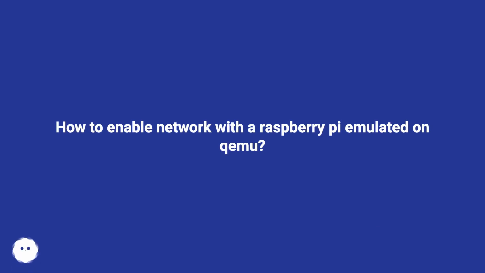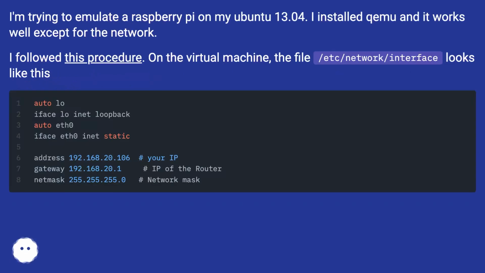How to enable network with a Raspberry Pi emulated on Qemu. I'm trying to emulate a Raspberry Pi on my Ubuntu 13.04. I installed Qemu and it works well except for the network. I followed this procedure. On the virtual machine, the file /etc/network/interfaces looks like this.